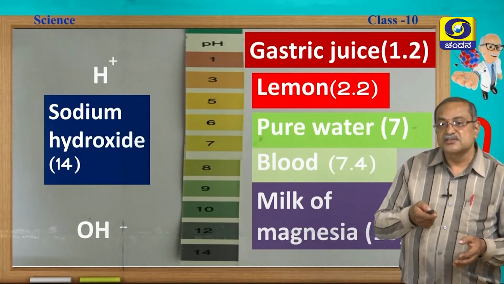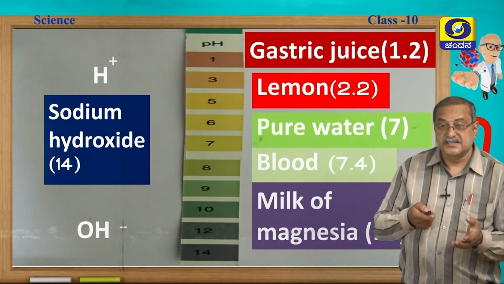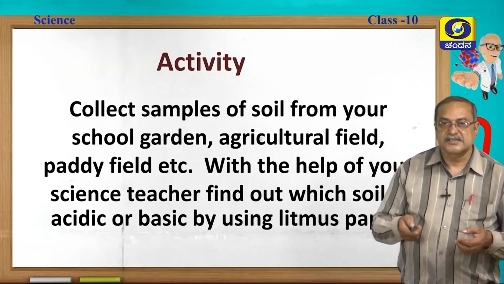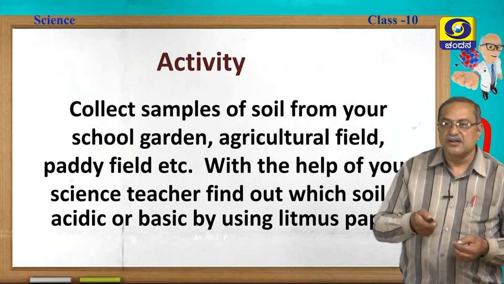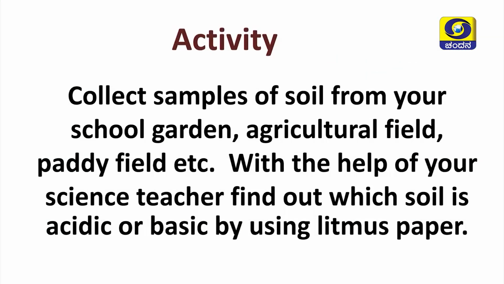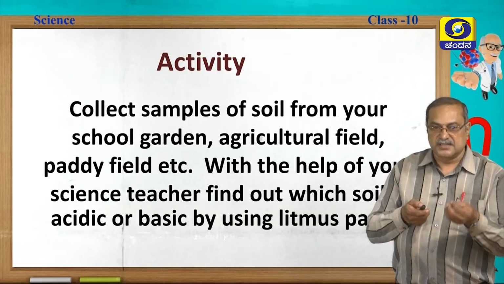This pH value also plays an important role in the growth of plants, which we will study next. Now, this is the time for an activity. Collect samples of soil from your school garden, agricultural field, paddy fields, etc., which are nearby. With the help of your science teacher, find out which soil is acidic or basic using litmus papers, blue litmus and red litmus paper. How to collect? Take the samples and put them in a plastic tub or something.